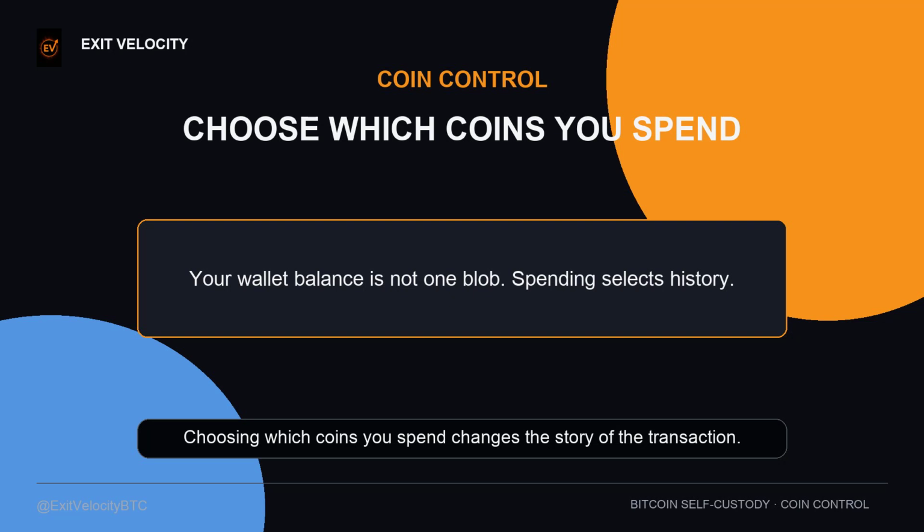Choosing which coins you spend changes the story of the transaction. That is coin control. Last episode, we talked about wallet labels. A label is the wallet's memory. It tells future you where a coin came from, what context it belongs to, and why you might not want to mix it casually with another coin. But memory is only useful if you act on it. That is where coin control comes in.